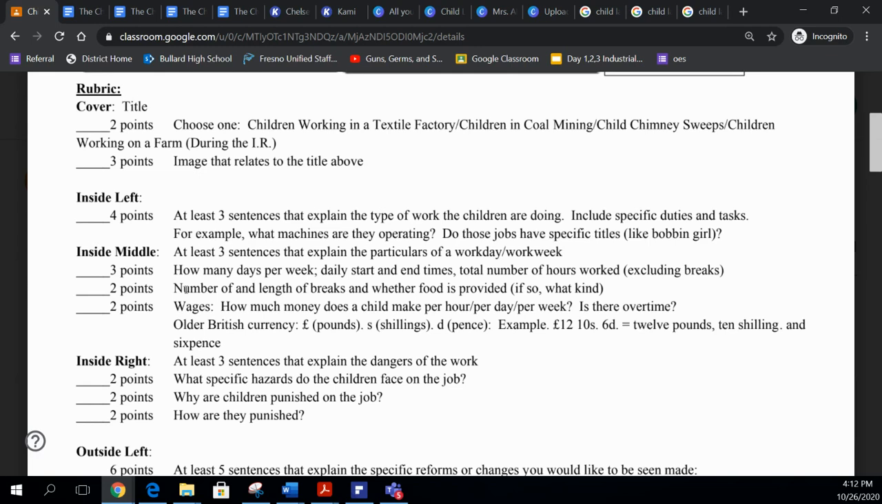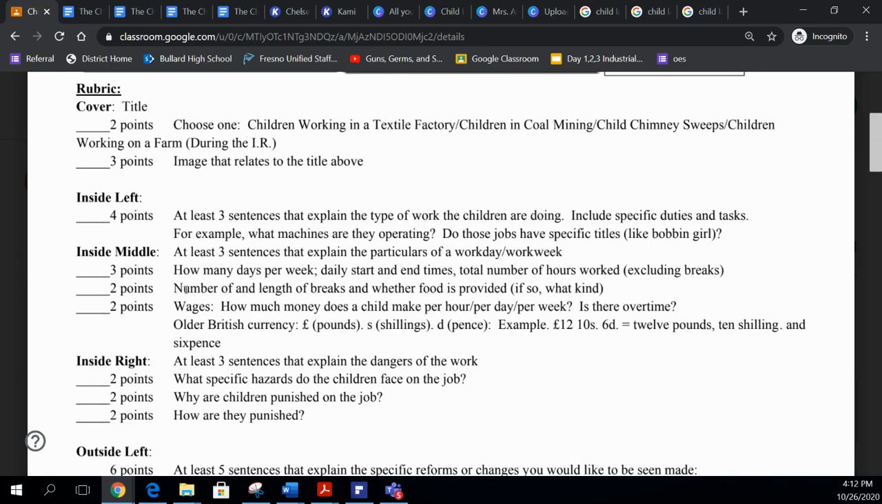You also want to look at the number and length of breaks. Did they have more than one break in a 16-hour day? Were they able to get more than 15 minutes of break? Did they eat? Was food provided? If so, what kind of food were they getting? And how much were they getting paid? Were they getting paid at all? So per week, per day, per hour, is there overtime for them?